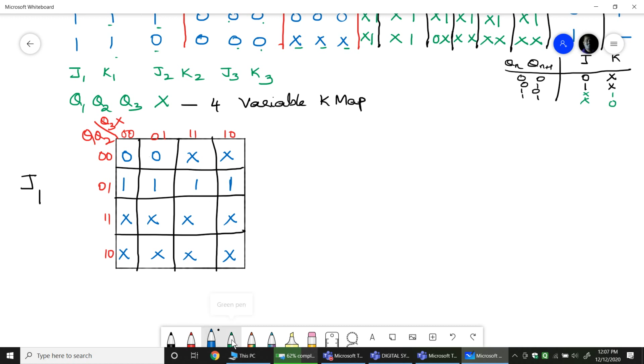Now when I group the content, I will group all 8 bits, right? So therefore J1 would be equal to, when I group all 4, all Q3 X will go off. I will be left out with Q2 only. J1 is Q2.